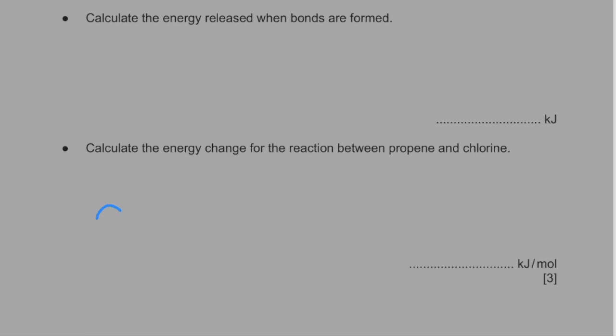Calculate the energy change for this reaction. This is going to be 854 minus 1025, which results in negative 171 kilojoules per mole. I forgot to write the units over here.